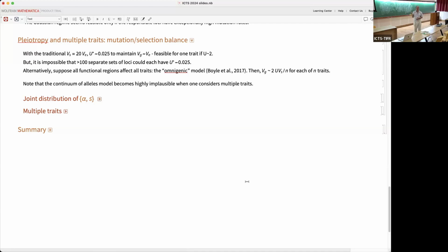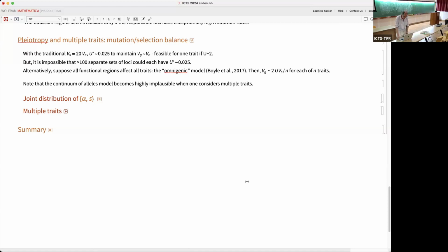Another way to look at it is we have this load argument that the total load summed over all traits is 2U, and so the load attributable to one trait has to be of order 1 over n of that. So, you know, we're really stuck if we want to have more than 100 or so traits under strong selection. VS is this. So now we're kind of in trouble.